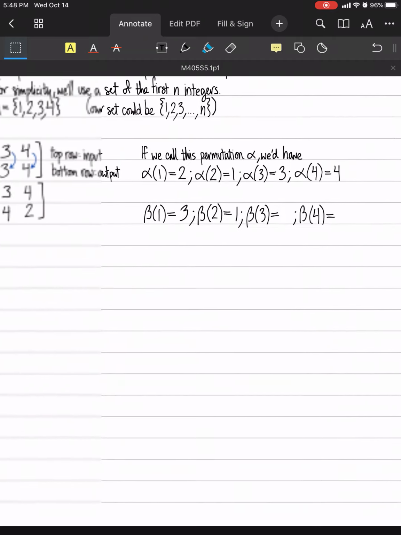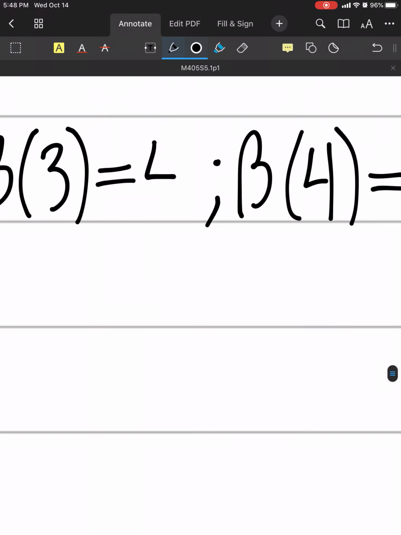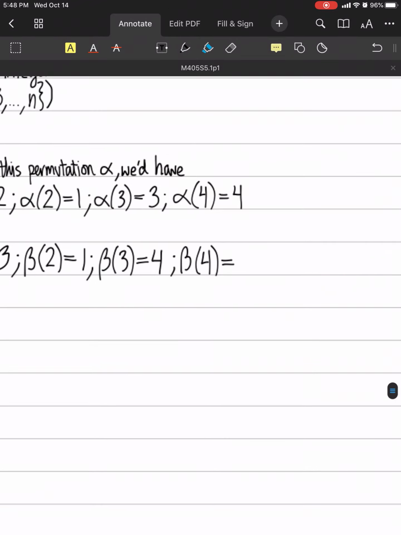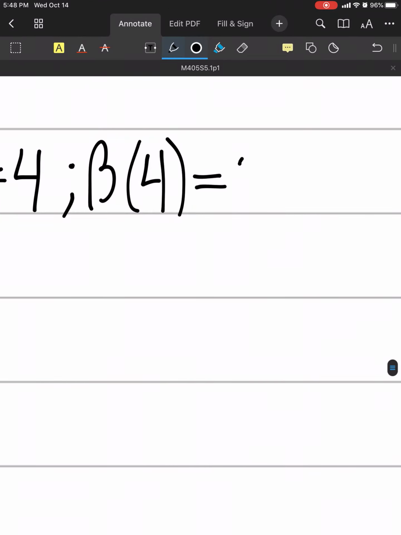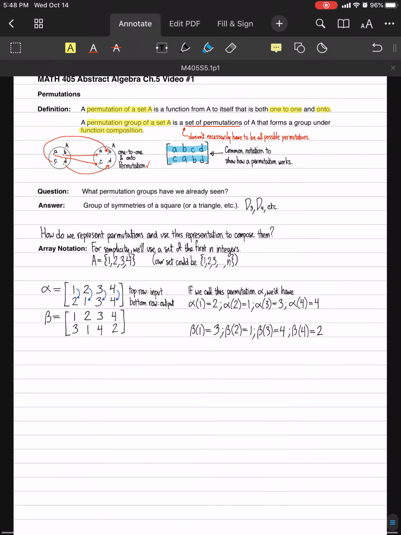Beta of 3, we said was 4. And beta of 4 is whatever's left over, which is 2. And so, this is how we find it. So hopefully that makes sense to everybody.